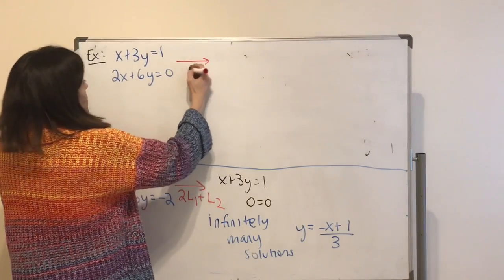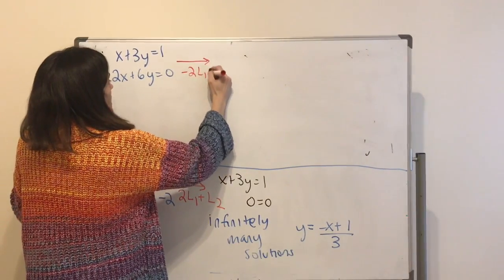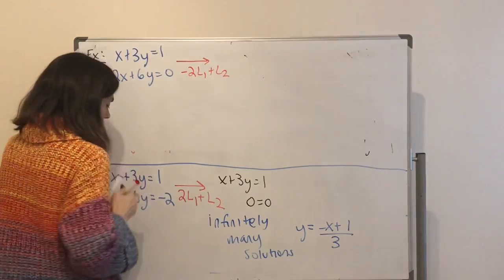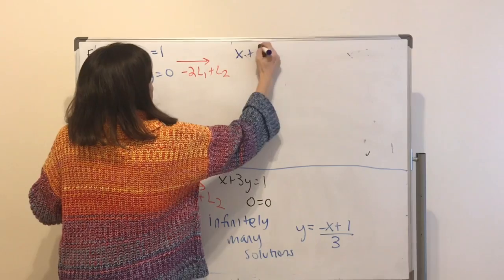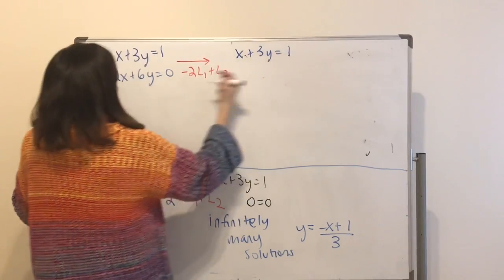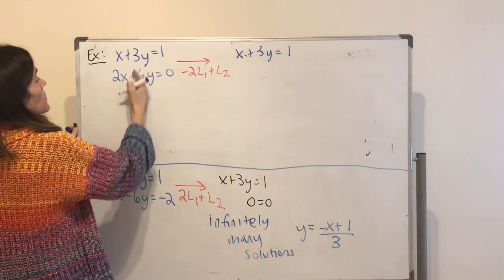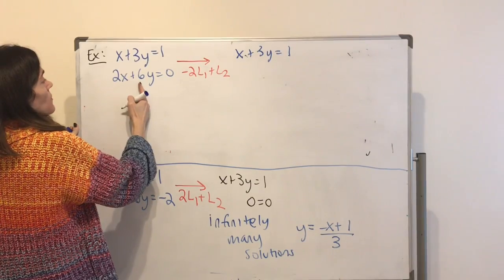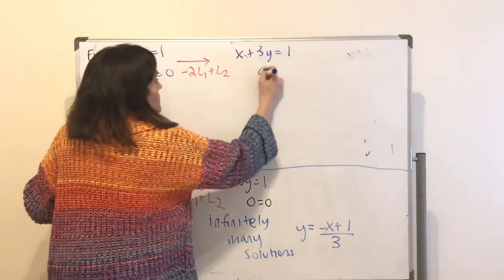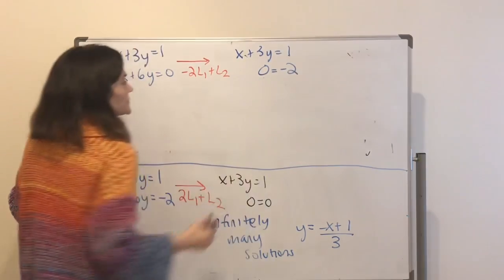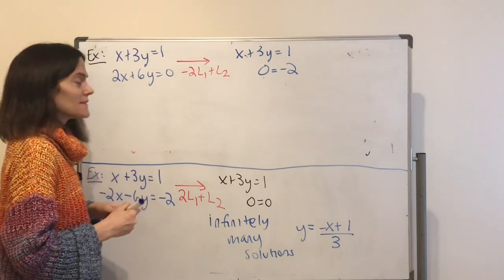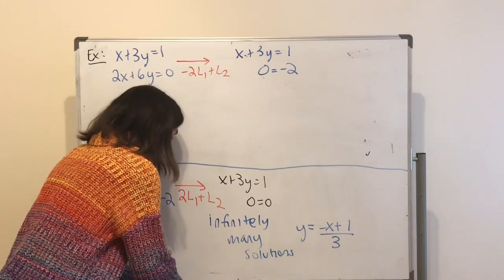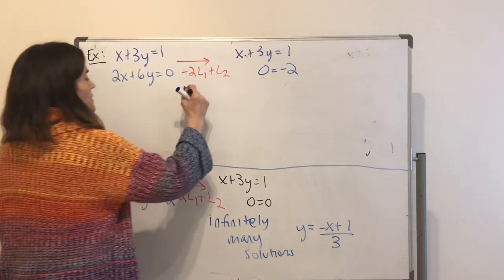Okay, here we go. We're going to take -2 L1, add it to L2. What happens? Line 1 remains the same. But then, here, 0, this adds 0. 0 is -2. That's never true, right? Never. What this says is we have no solutions.